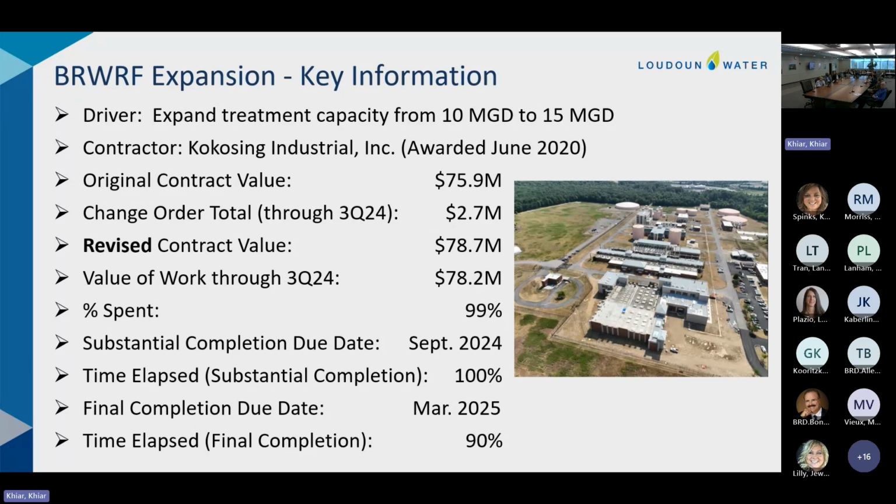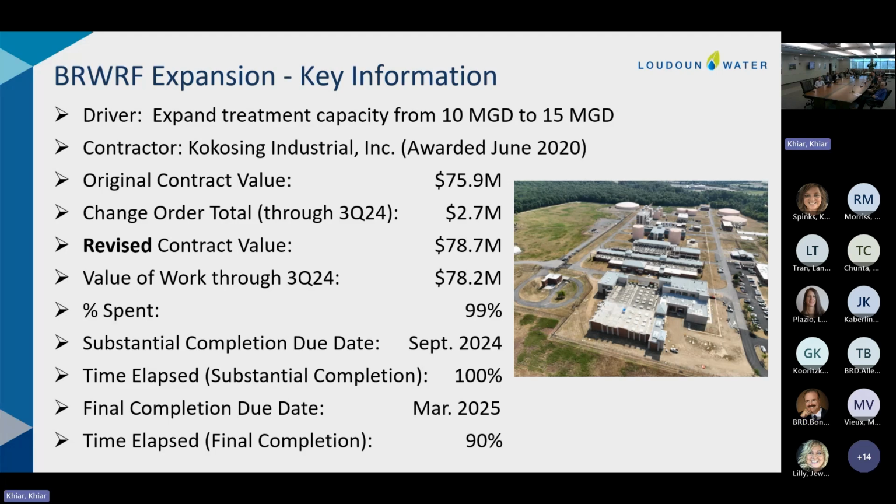Thank you. All right, switching over to the Broad Run Phase 2 expansion here. We are getting close to substantial completion with this project, but we're not quite there yet. Our change order total stayed the same through the end of the third quarter. You can see that our percent spent is right near the finish line, sitting at 99% of the revised contract value, 78.7 million. And the contractual due date for substantial completion was in late September.